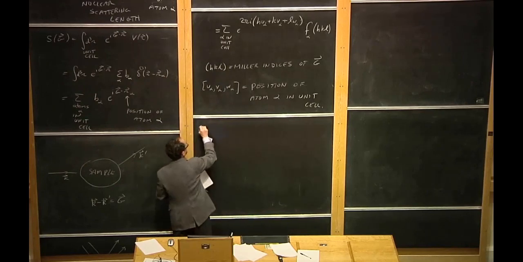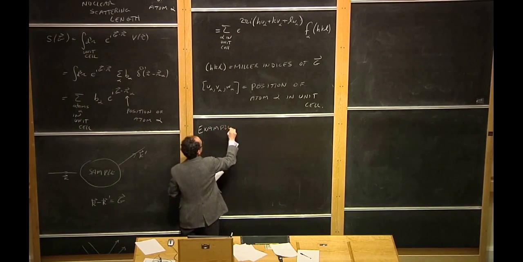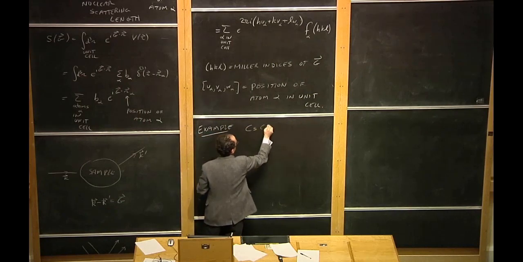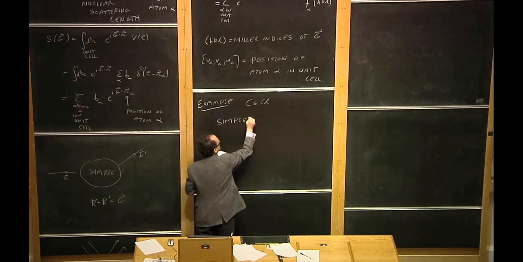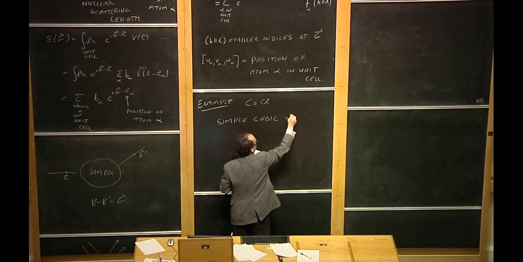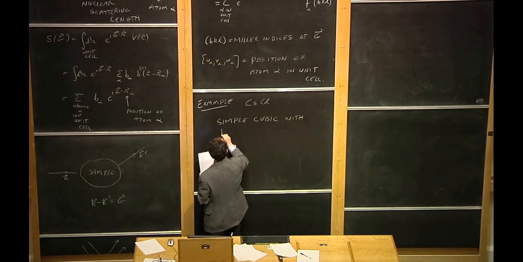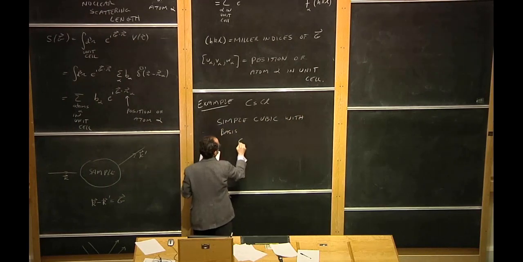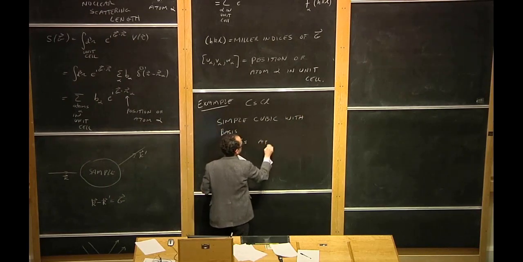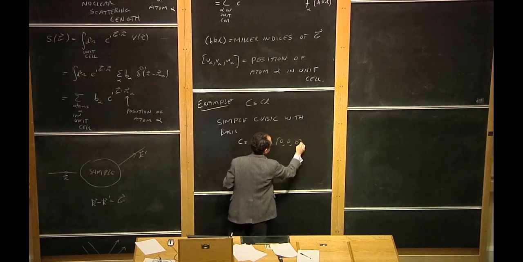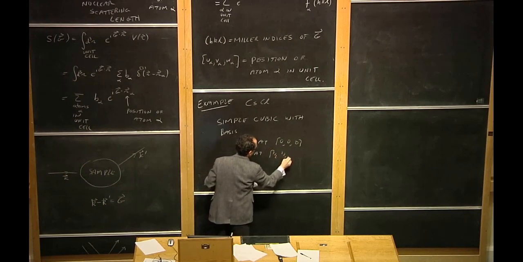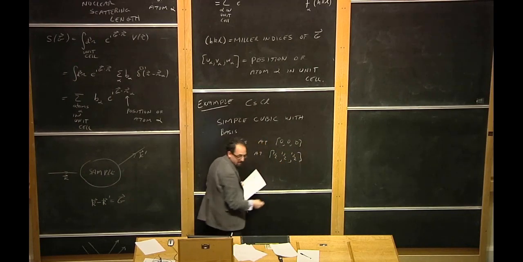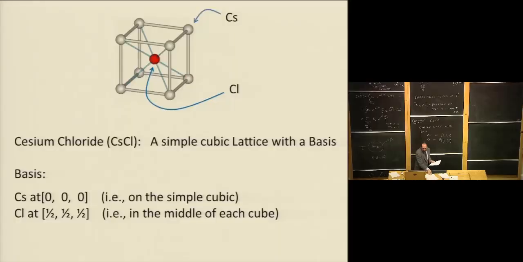All right, let's actually do an example to make some of this more clear. So example, a material we talked about before, cesium chloride. You remember cesium chloride is simple cubic with basis, and the basis has a cesium at 0, 0, 0, and a chlorine at 1/2, 1/2, 1/2. And actually, I think I may have a picture of that. Yeah, I hope this looks familiar. We spent some time discussing it.